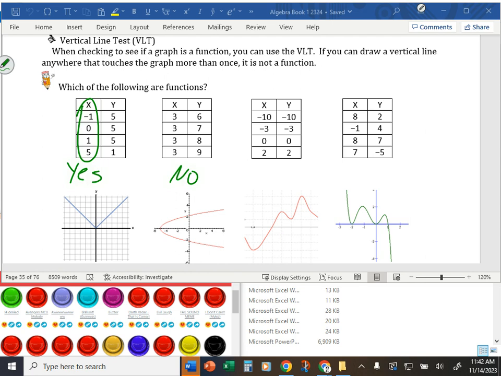Nay, not a function. It is a function. And the reason why is because x does not repeat. They're all different x's. Okay? All different x's. Lastly, yay, function.